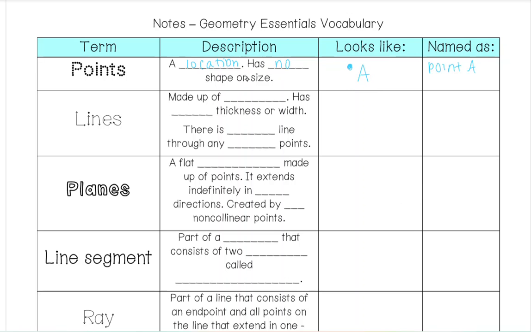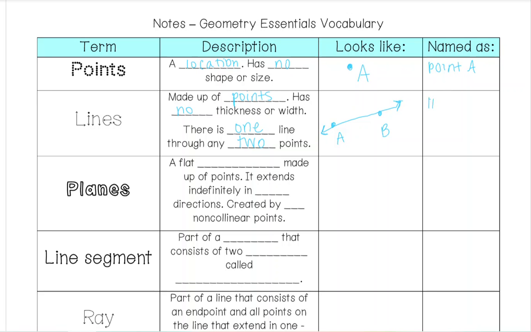Our next word is a line, and a line is made up of points. It has no thickness or width. There is only one line through any 2 points. So what I mean by that is if I have point A and point B, I can draw only one line through those 2 points. This line, we're drawing through it, but then we also mark the ends with arrows to show that this line goes on forever.